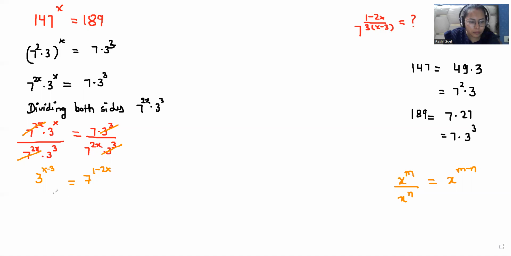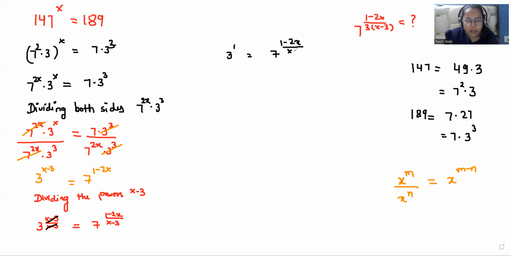Now I'm dividing both the powers with x minus 3. So 3 power (x minus 3) divided by (x minus 3) is equal to 7 power (1 minus 2x) divided by (x minus 3). Now the equation looks like, so we eliminate it. So only 3 power 1 is equal to 7 power (1 minus 2x) over (x minus 3).